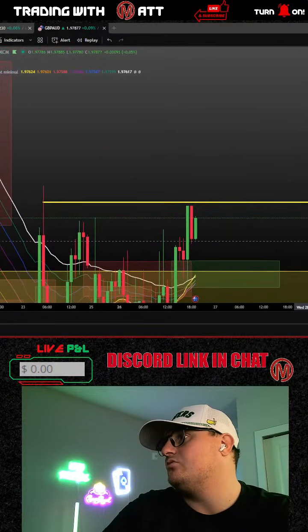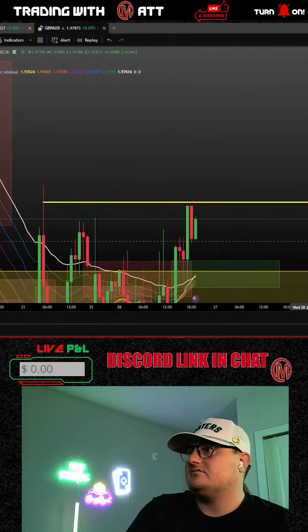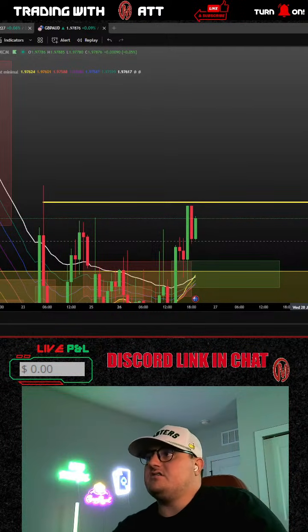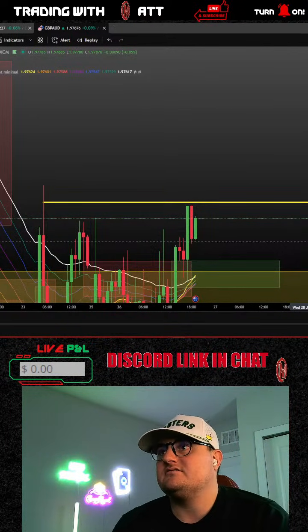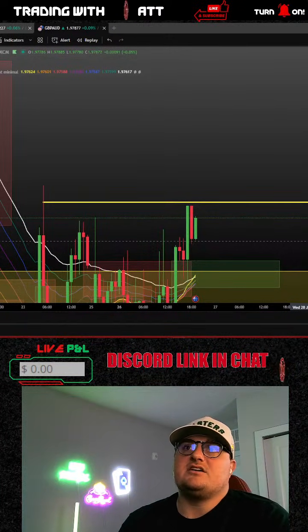GBP AUD with the weirdest candles. No wicks on the past 2 candles. Yeah, it is like banging your head against a wall.